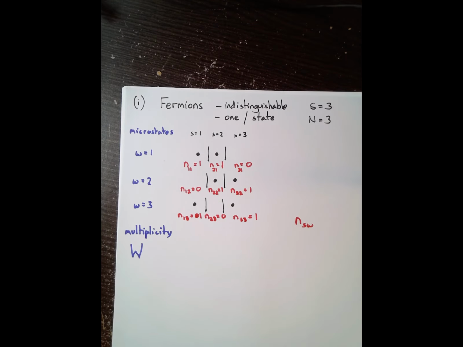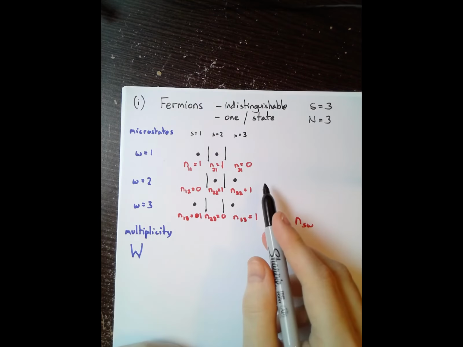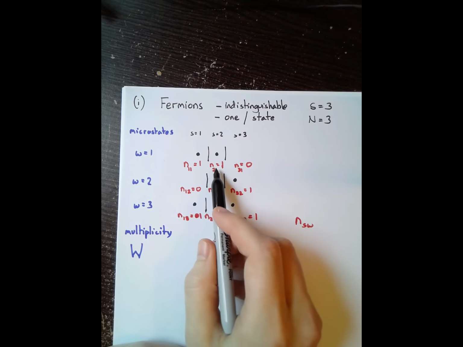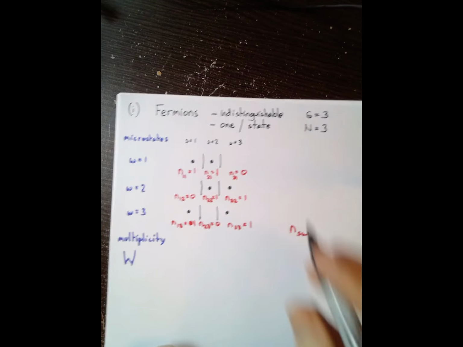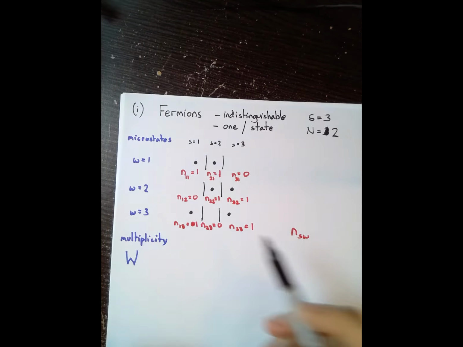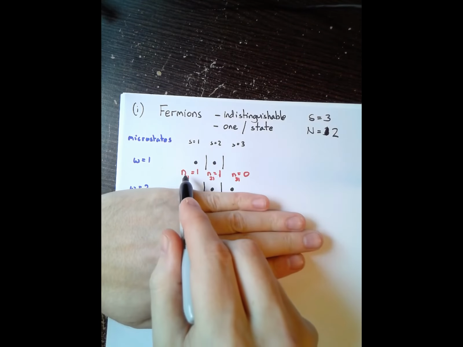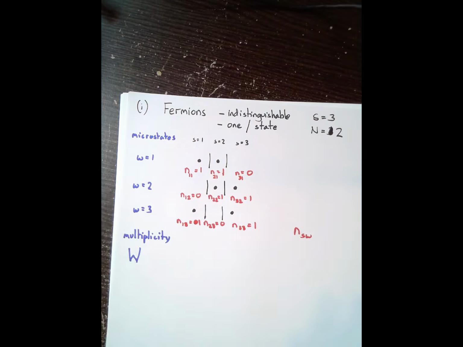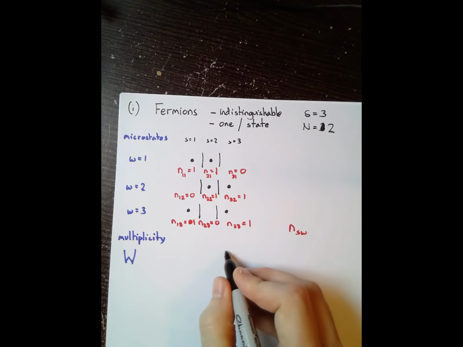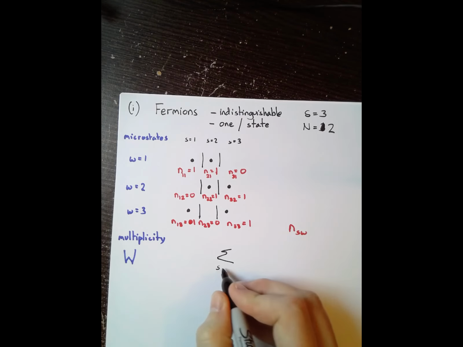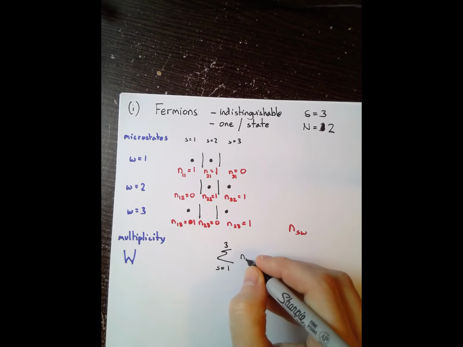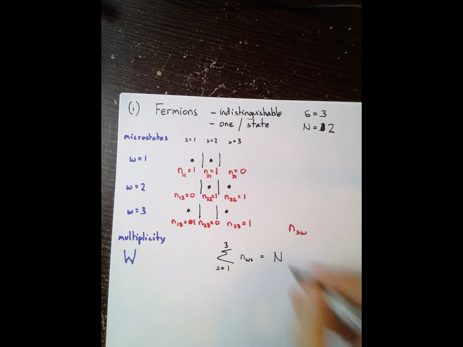So a couple things to notice. For each microstate, if I add up all the n's, I have to get 2. Sorry, I miswrote that as 3. There are 2 particles, which means in any microstate there are 2 particles. That means if I add up all the n's, I have to get 2. Okay, so if I pick any w, then the sum over the states, so the sum from s equals 1 to 3 of n_ws has to equal the total number of particles.